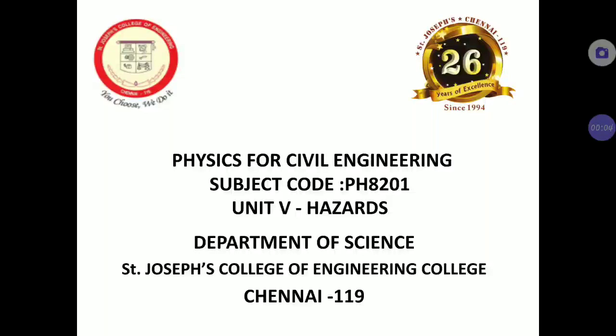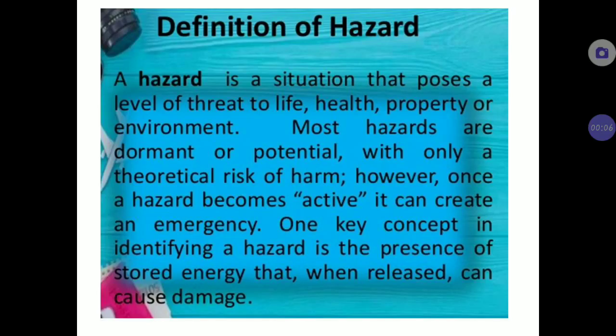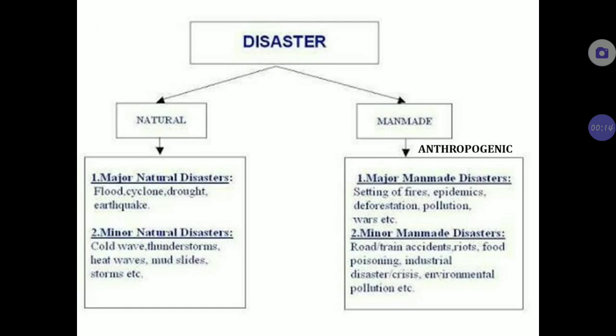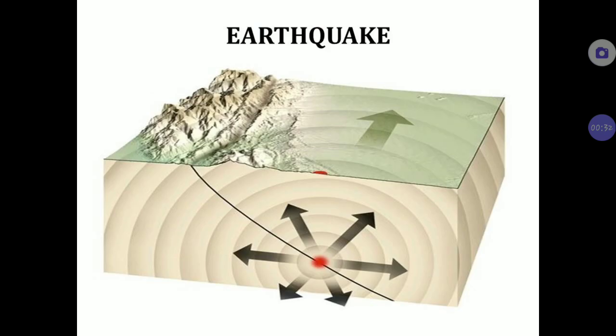Here we have discussed about hazard. Hazard is a situation that poses a level of threat to life, health, property or environment. There are two types of hazards: natural hazard and man-made or anthropogenic hazard. For natural hazard, examples are flood, cyclone, earthquake, cold and heat waves and so on. For anthropogenic, examples are setting of fires, deforestation, pollution, war, food poisoning and so on.